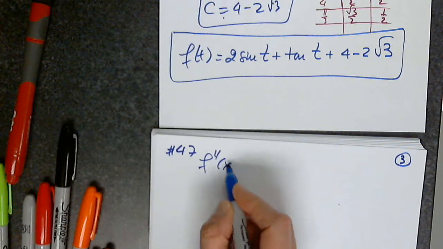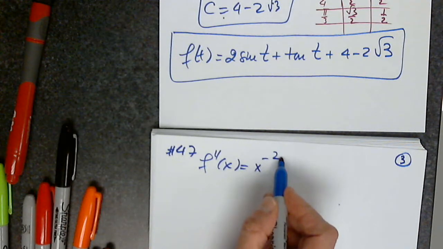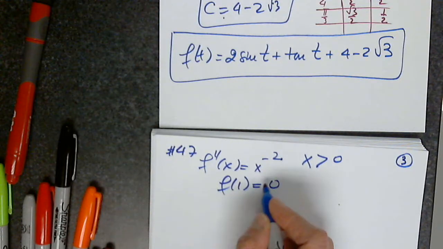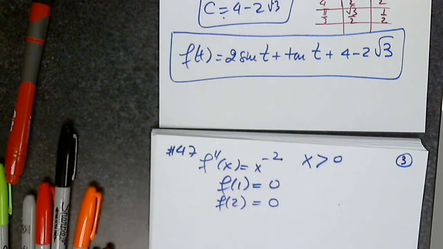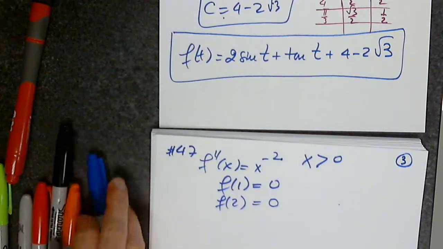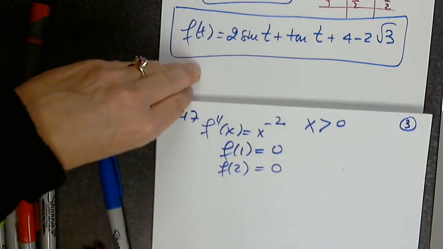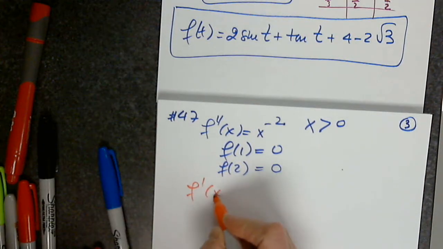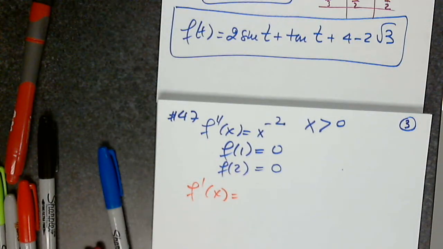47. The second derivative is x to negative 2. We are told x is not 0, obviously, because this will be 1 over x squared, correct? And we are given that f of 1 is 0. We are given that f of 2 is 0. Perfect. We can't jump from the second derivative to the function. We have to go through the first derivative. So by the power rule, I have to write x to negative 2 plus 1 over negative 2 plus 1.